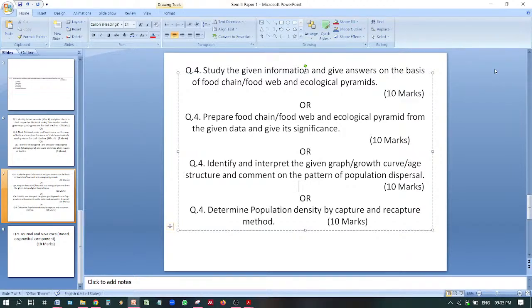Now Kahkasha Beg is asking me, ma'am, for the first practical, do we have to learn the requirement? Yes, my child. You must know the aim, requirement, and principle. I repeat, you must know the aim, requirement, and the principle for your practical number 1.